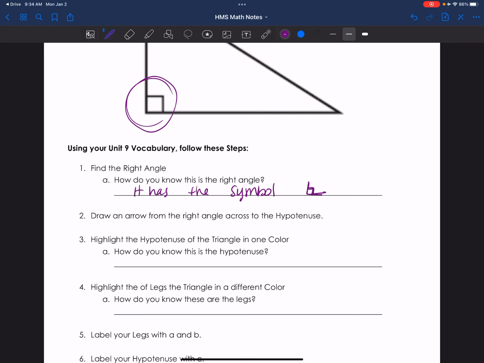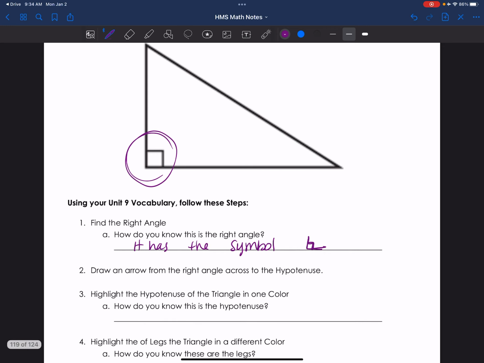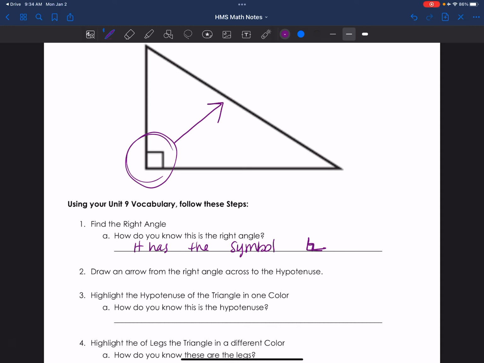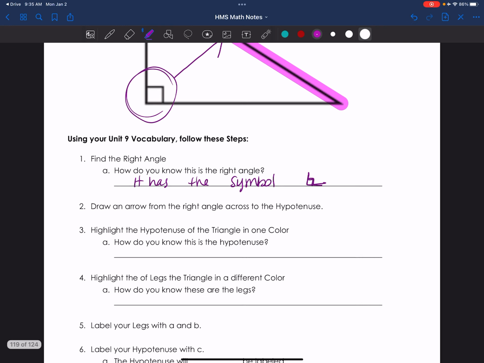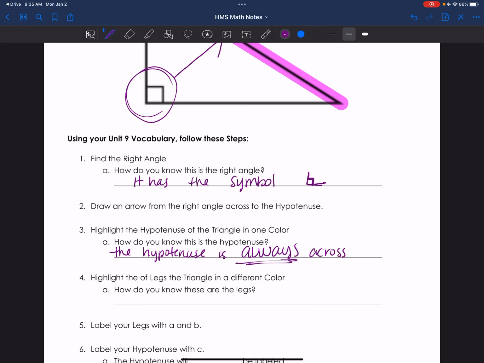But in any case, step two, draw an angle from the right angle across to the hypotenuse. Across. There we go. So now I know what my hypotenuse is. We highlighted the hypotenuse. How do I know that this is a hypotenuse? Well, because it's across from the right angle. I'm even gonna write it out. The hypotenuse is always across from the right angle.